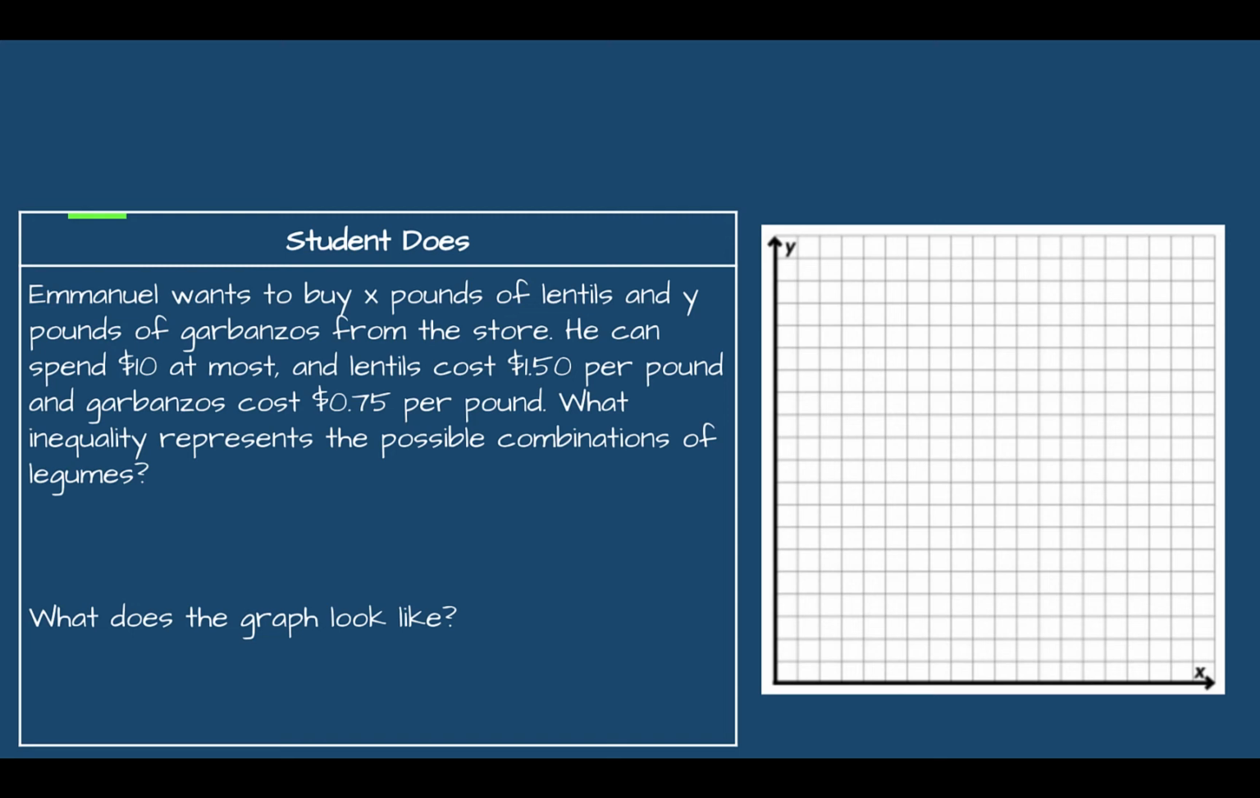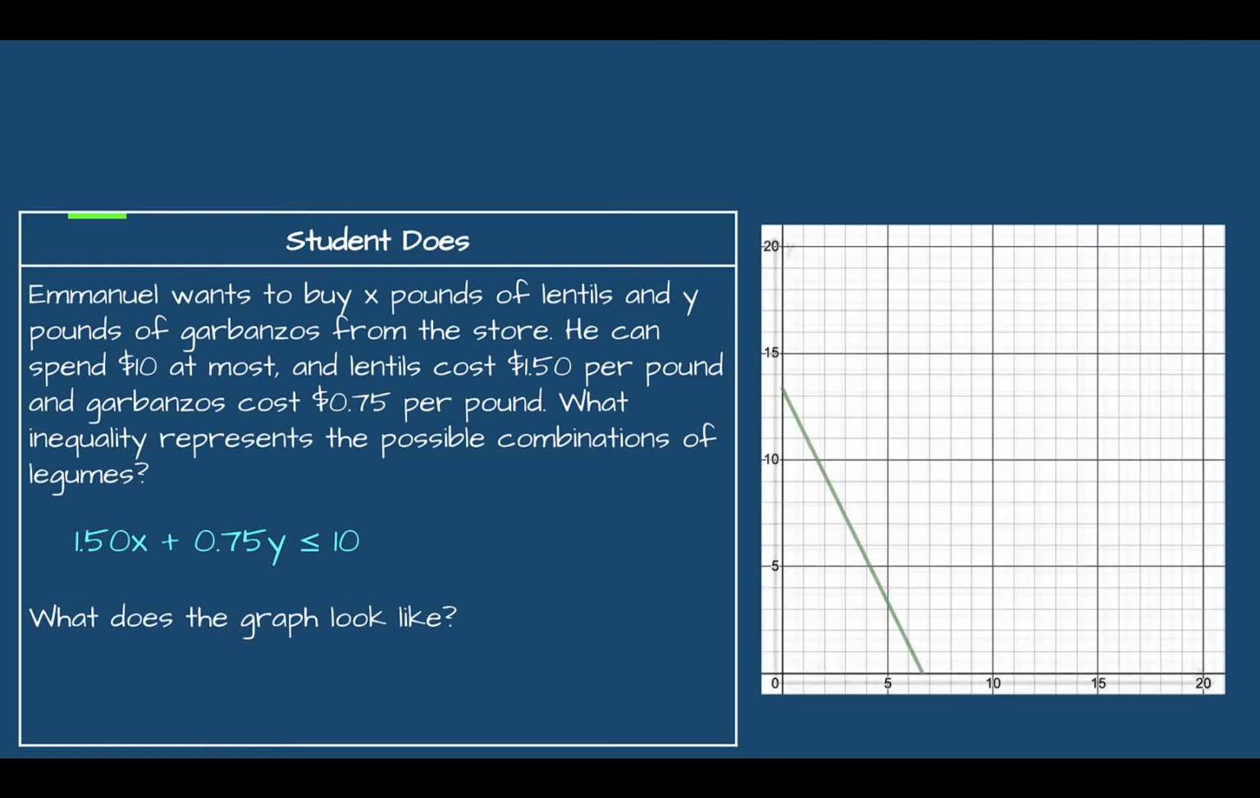Let's check. Your inequality should have been 1.50x + 0.75y ≤ 10. It tells us that lentils are x, and lentils cost $1.50. Garbanzos are y, and y costs 75 cents. Again, they're spending money. They only have $10. They can spend all of it or less.